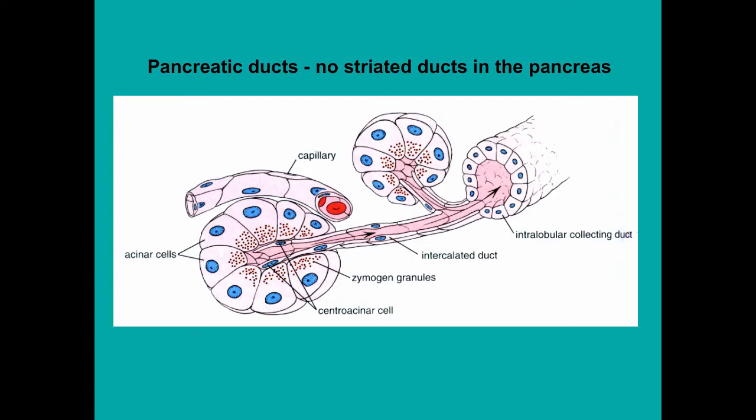There are no striated ducts in the pancreas. Unlike the salivary glands, which have striated ducts to concentrate their secretion, that is not necessary in the pancreas. The pancreatic enzymes that are stored in the zymogen granules are released directly into the duodenum, so there are no striated ducts in the pancreas.